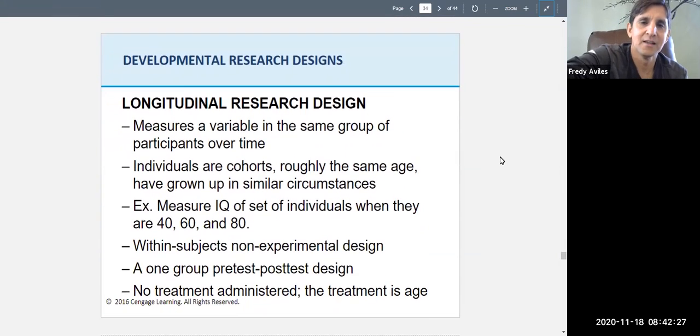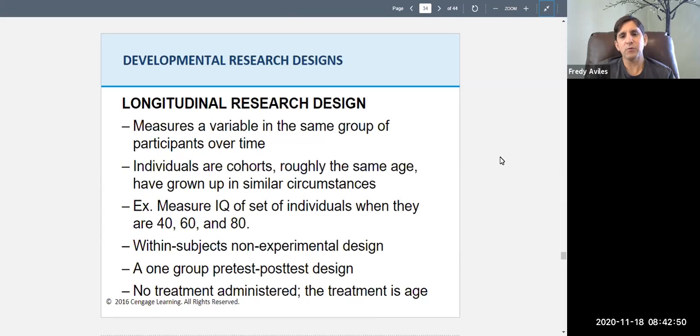So I'll save it. Another type of research design is called the longitudinal research design. This is when you actually study people over time. It measures a variable in the same group of people over time. So here you track people over time. That's why it's called longitudinal. These individuals are called cohorts. They're roughly the same age and have similar circumstances.